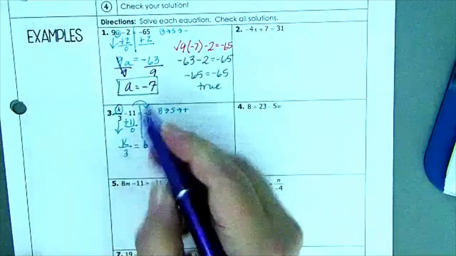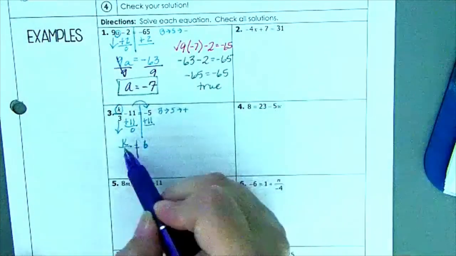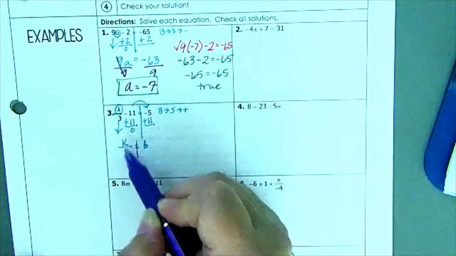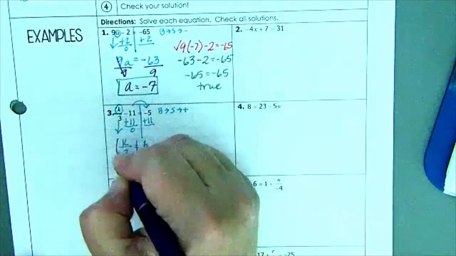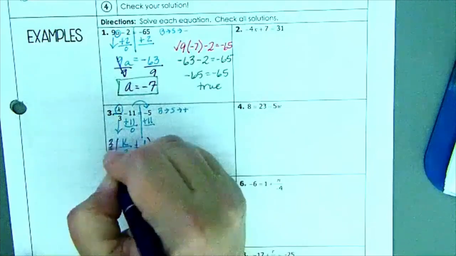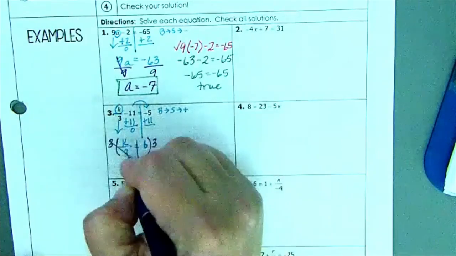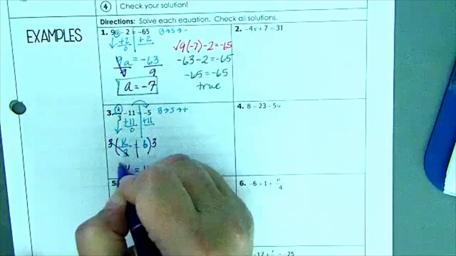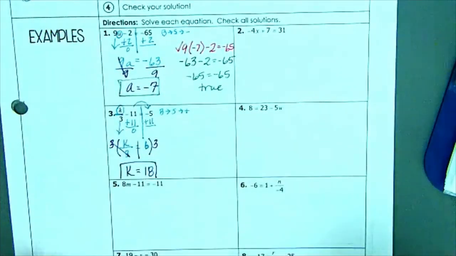And now I'm looking at my next equation. How are the K and the 3 connected? They're connected by division, so to undo that division, we have to multiply by 3 on both sides. This cancels, and now I'm left with K equals 18 as my final answer.